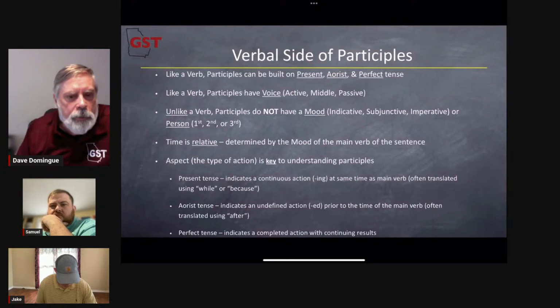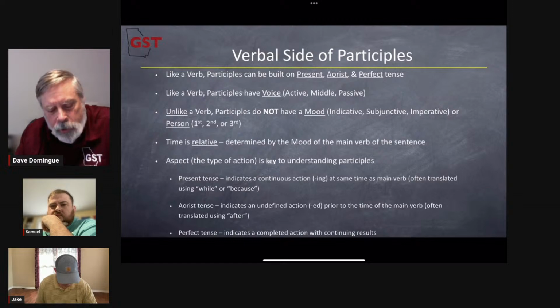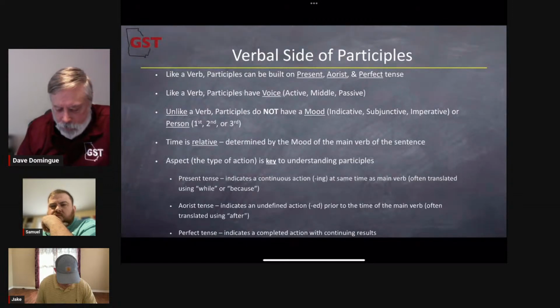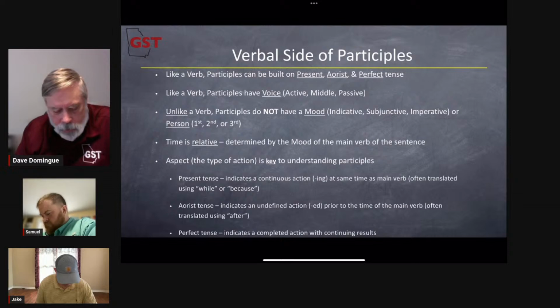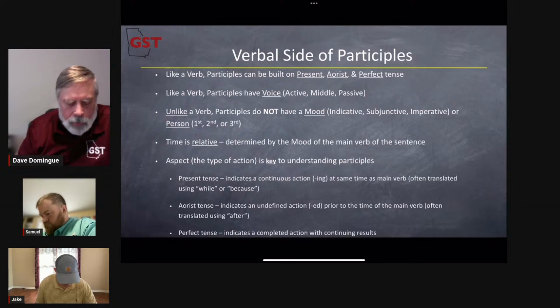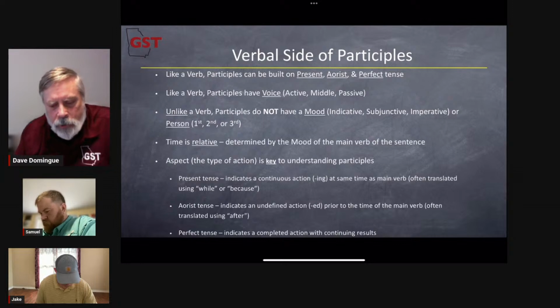Now, sometimes we'll translate it because. Why would we translate it because instead of while? If the present tense participle is associated to the main verb and it's not while, in other words, it's not temporal, why would we translate it because?